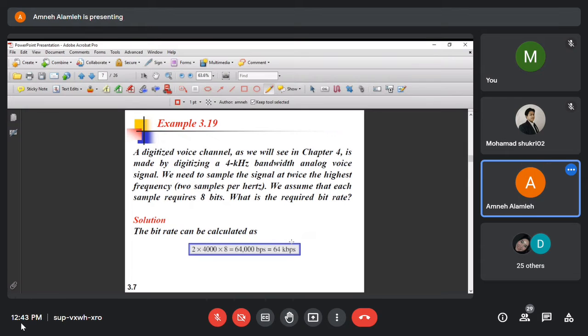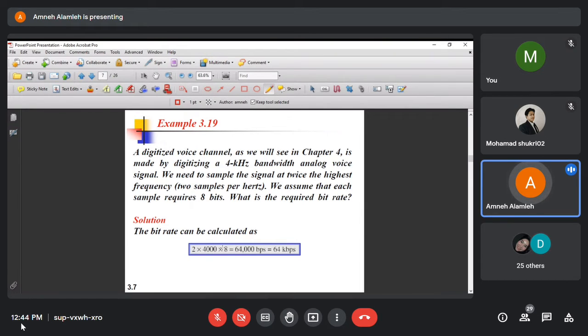Another example, a digitized voice channel. As we will see in chapter 4, it is made by digitizing a 4 kilohertz bandwidth analog voice signal. We need to sample the signal at twice the highest frequency. So the highest frequency multiplied by 2. We assume that each sample requires 8 bits.